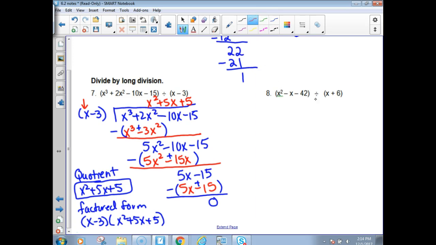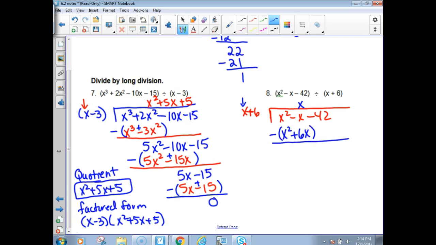Okay, let's try another, please. We're going to divide the next one by x plus 6. Leave yourself a little space to write on top of that. x squared minus x minus 42. This is going to be a much simpler one because we start off with x divided into x squared, which is x. We then do x times x, x squared, x times 6, plus 6x.